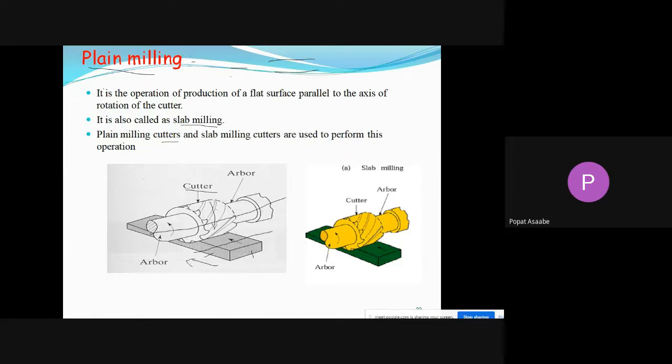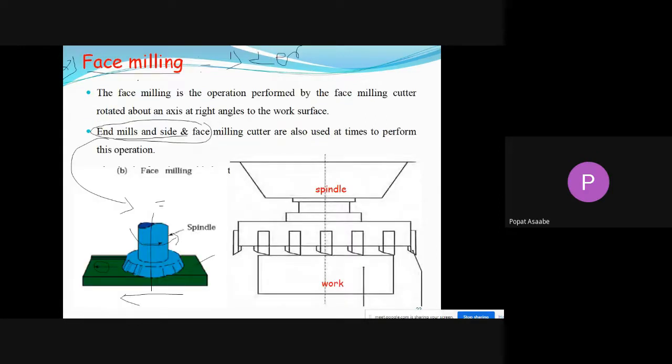And to perform plane milling, we use the plane milling cutter. Now the next operation we can perform is face milling. This operation is used to produce a flat surface on the face of your workpiece, and it is generally carried out with the help of a vertical milling machine. In this operation we use the end and face mill cutter, and the axis of your cutter remains perpendicular to the surface of your workpiece.